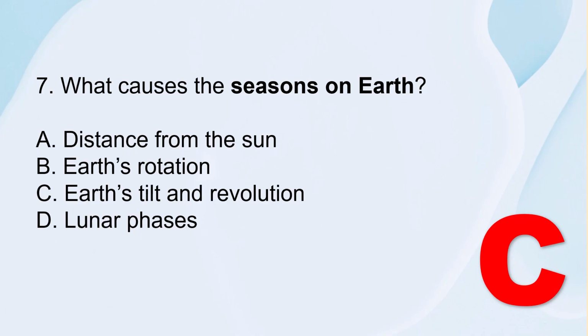Earth's tilt causes variation in sunlight, and that causes the seasons on Earth. For letter A, distance from the sun, this is incorrect since Earth is actually closest during northern winter. Letter B, Earth's rotation, causes day and night. And letter D, lunar phases, is related to the moon, not seasons. So letter C is the best answer.